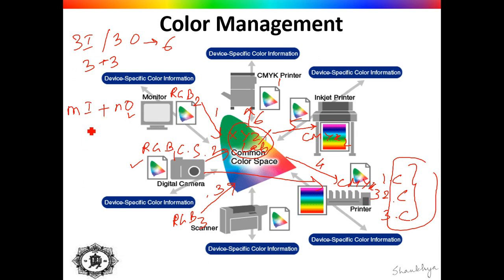So essentially the complexity of color space transformation and all these color management protocols is reduced to a great extent, because in the case of device dependent color management, you have to multiply the total number of color space transformations. Here you have to add the total number of color space transformations. So this is the first advantage.